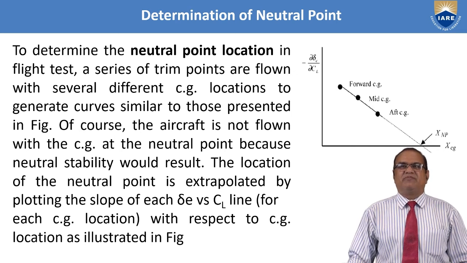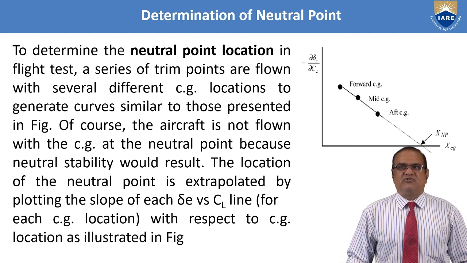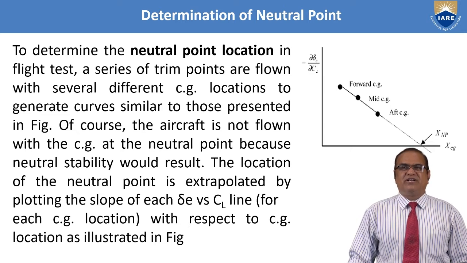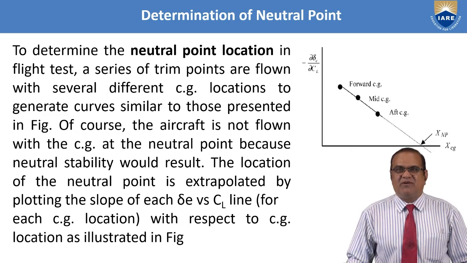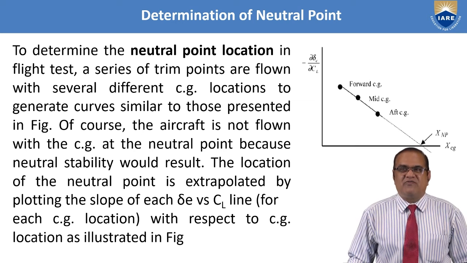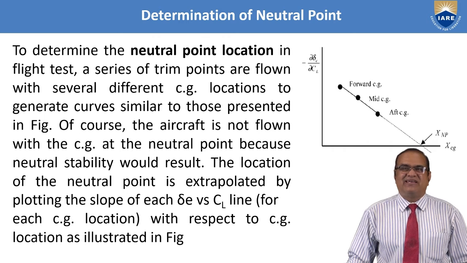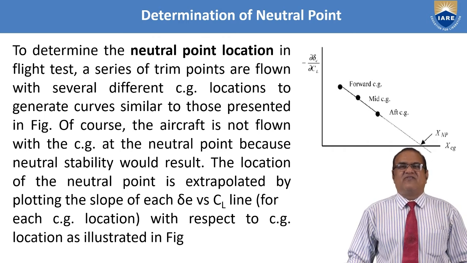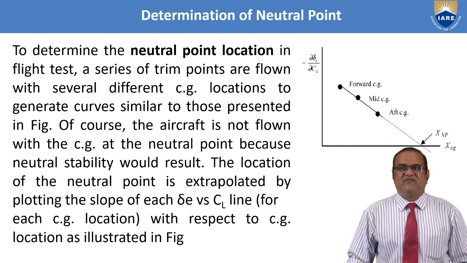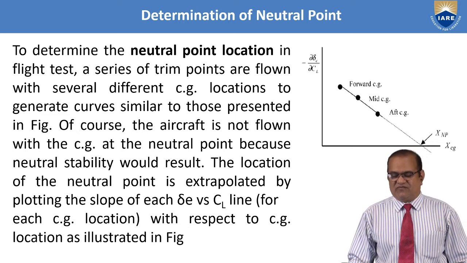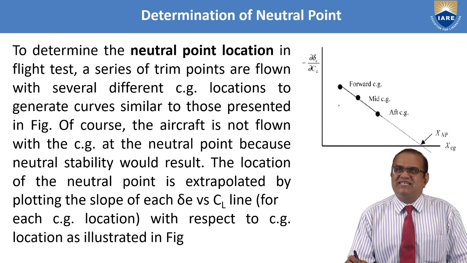Of course, the aircraft is not flown with the center of gravity at the neutral point because neutral stability would result. The location of the neutral point is extrapolated by plotting the slope of each delta E versus CL line for each center of gravity location with respect to the center of gravity location as illustrated in the figure. This you can see here.